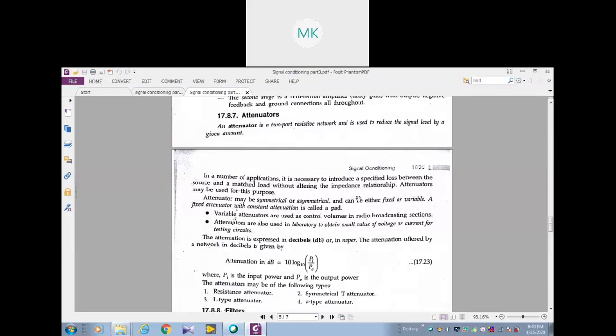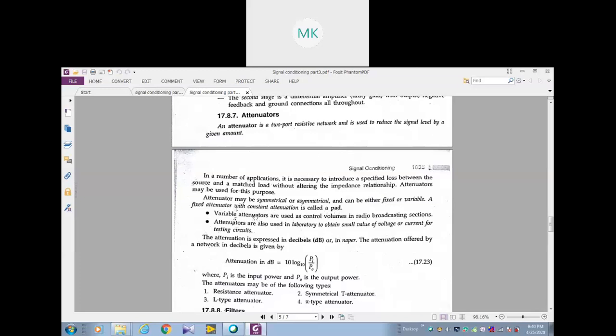So here in the attenuator we are not changing anything, we are just reducing. It is a pure resistive network. We are not changing any frequency or making any modification, just reducing the signal level. An attenuator may be symmetrical or asymmetrical and can be either fixed or variable. A fixed attenuator with constant attenuation is called a pad.